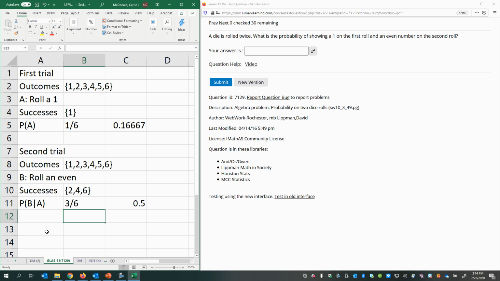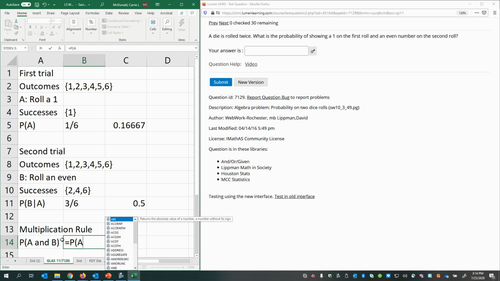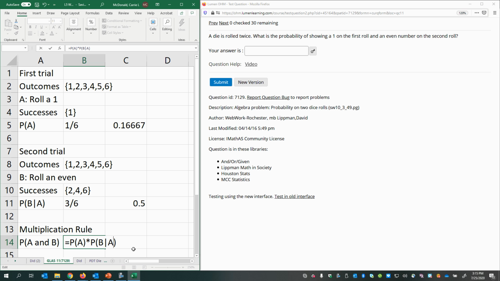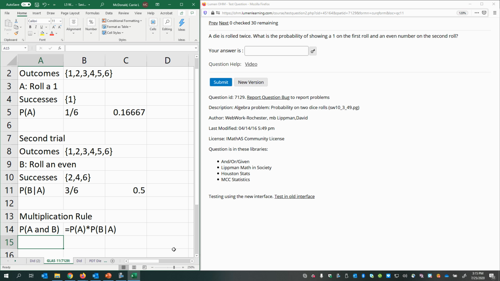Now, this is successive trials, so I need to use the multiplication rule for multiple trials. So the probability of A and then B is equal to the probability of A times the probability of B given A. And so the answer is this probability times this probability.